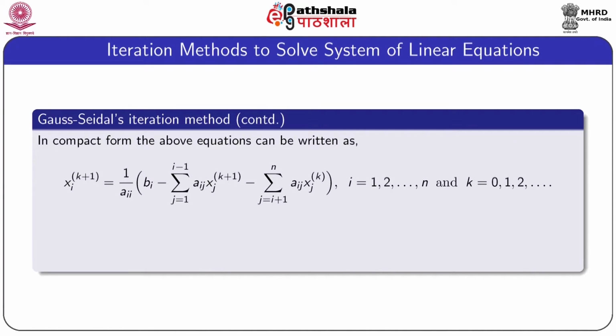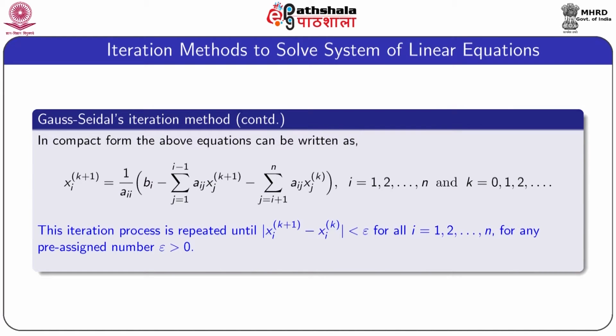In compact form, the above equations can be written as: the (k+1)th iterated value of the variable xi equal to 1 by aii into bi minus summation j equal to 1 to i minus 1 aij xj^(k+1), that means the (k+1)th iterated values are used in this term, minus summation j equal to i plus 1 to n aij xj^k. In the second term, we have used the kth iterated values of the variables, and this is valid for all i equal to 1 to n and also valid for all k equal to 0, 1, 2 and so on.